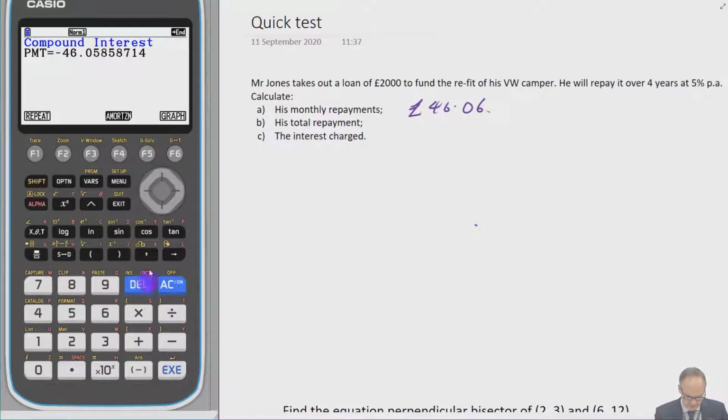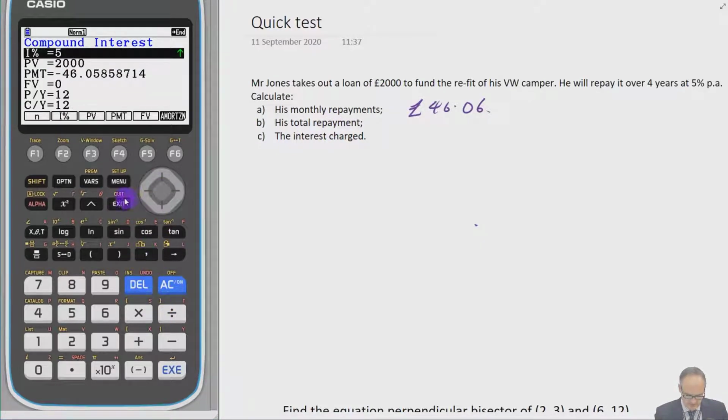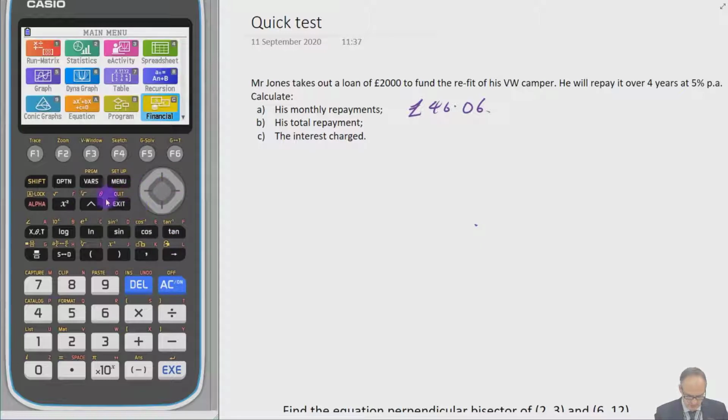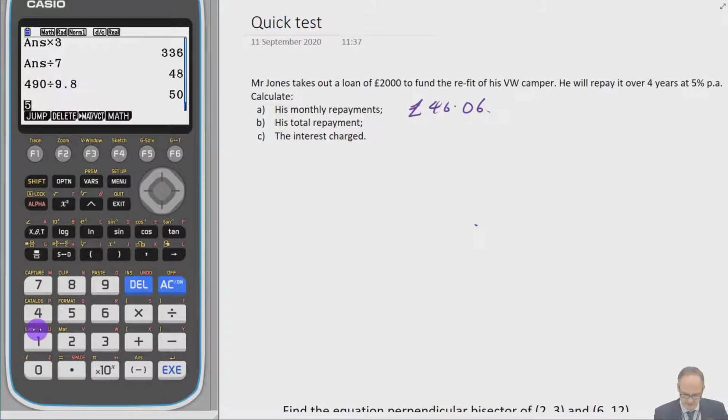So we can now find his total repayment. What we do is we go exit, then menu 1. And we can just do 46.06 times 48, which is how much he repays. And that's 2,210.88. Now if you use the exact amount, I think it comes out as 81.